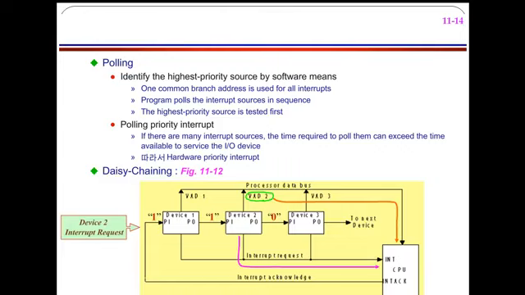Hope everyone is there online. Coming to our daisy chain interrupts, let us assume that I am connecting three devices. Device 1, device 2 and device 3 are connected to the CPU, the central processing unit.